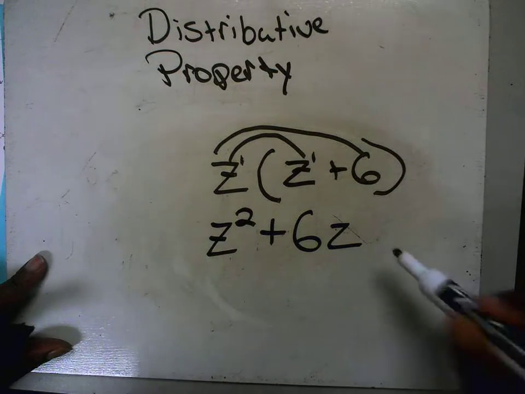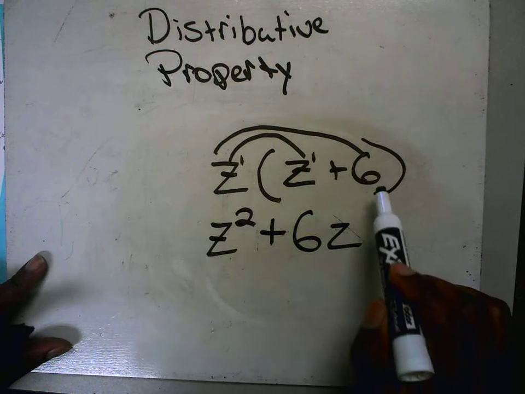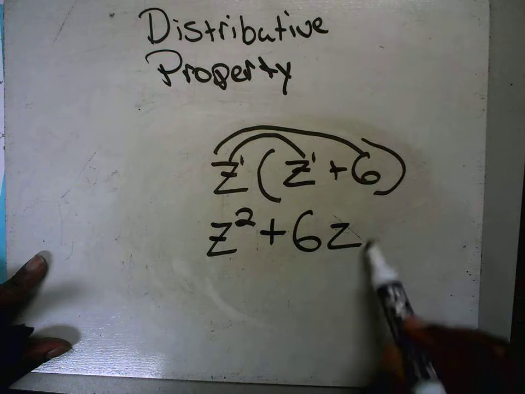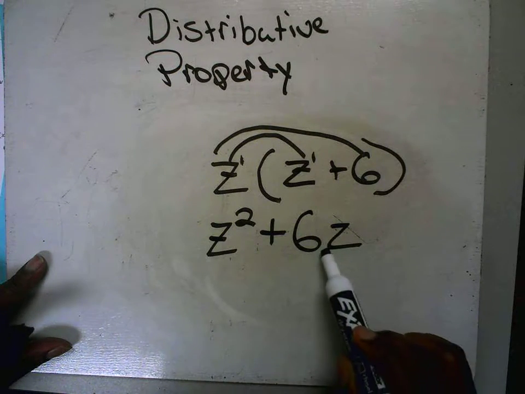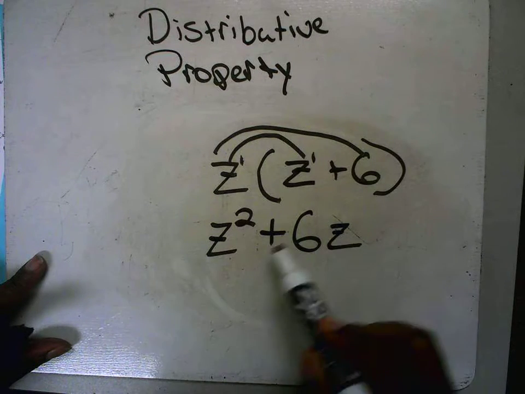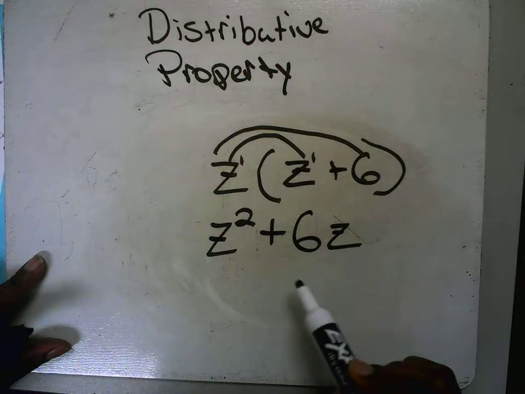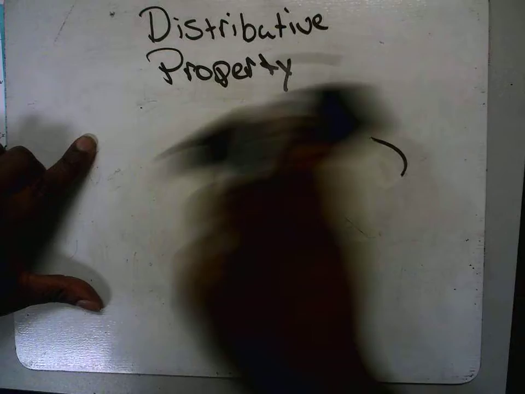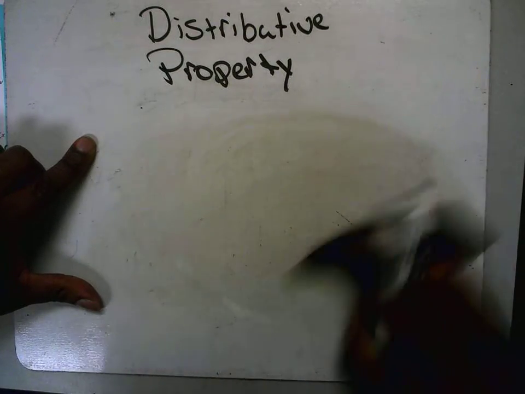6z. When you multiply a variable times a number, just put them side by side. This shows that this is 6 times z. So the answer here will be z squared plus 6 times z, or 6z. Let's have another one for you.